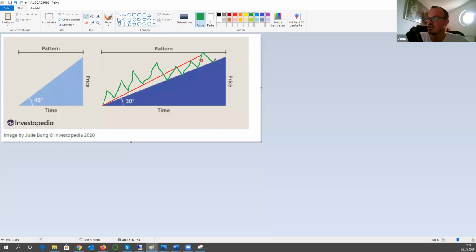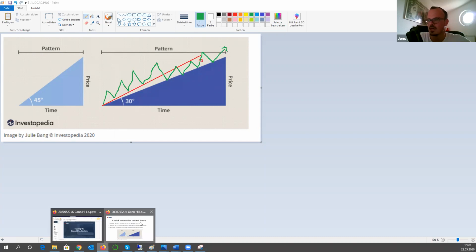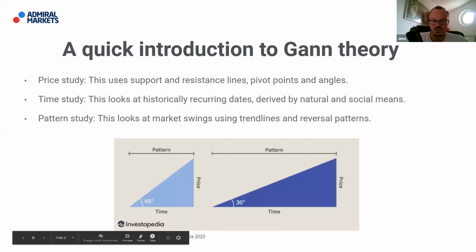Just to make sure that you understand what I'm talking about here: as long as we trade above this 45 degree line, we have an uptrend, but it is not said that the overall trend is broken. What you then have is the 30 degree angle we are working with, and as long as we trade above this angle, we still stay in an uptrend, even though in a less dynamic environment. So that's it for the quick introduction when it comes to Gann.